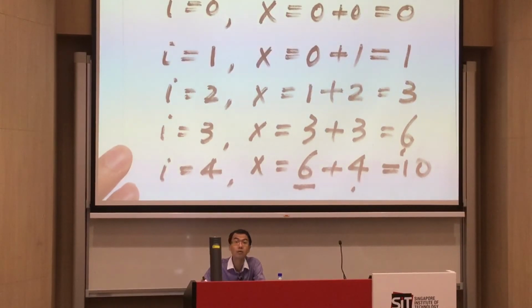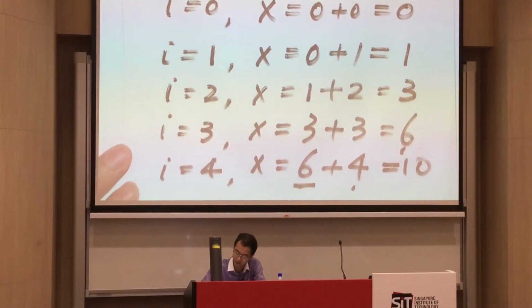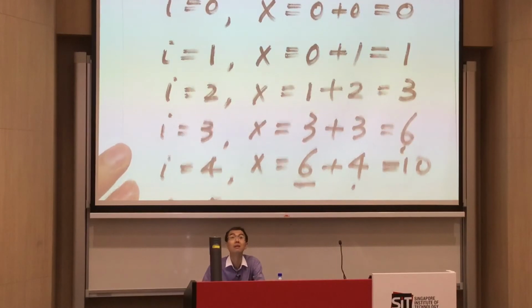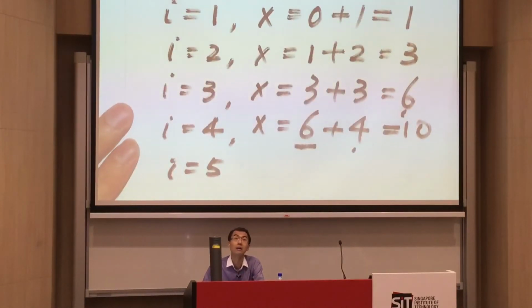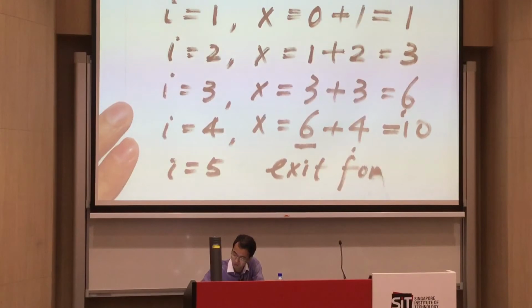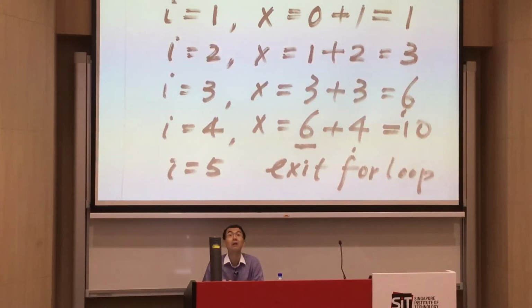Okay, then you update your i again. So i equals 5. Okay. So now you need to check the condition. Is i still less than 5? No. So it exceeds 4. Okay. So this is what happened for the for loop. Is it clear?